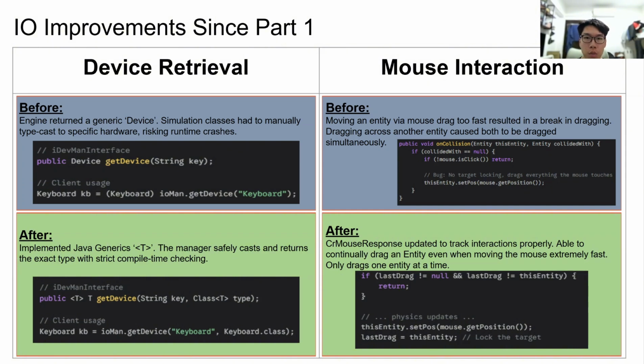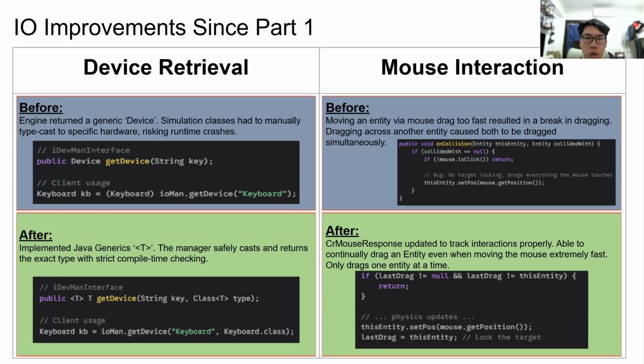Starting with our biggest upgrade, how we retrieve hardware. In part 1, our manager just returned a generic device object. This meant our simulation classes had to manually guess and cast to things like keyboard or mouse, which is risky and can cause runtime crashes. To fix this, we implemented Java generics. Now the interface uses a generic type T, we pass in the class type we want, the manager safely casts it, and we get strict compile time checking.